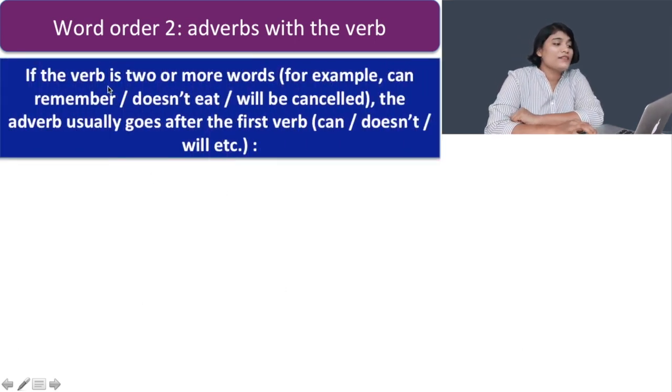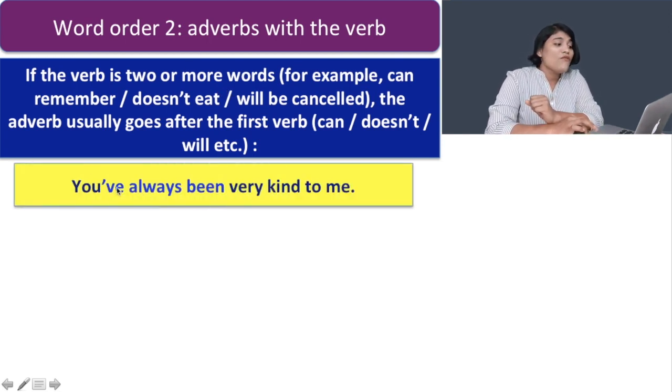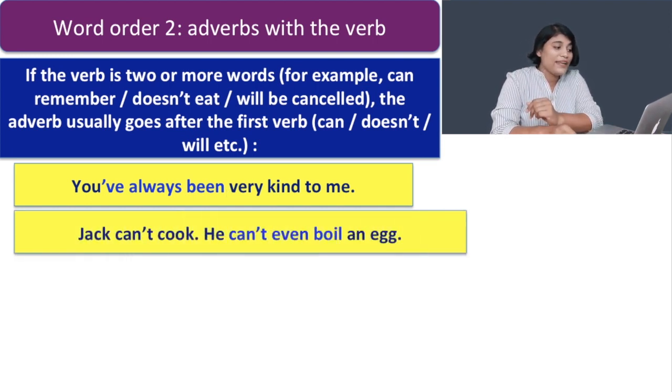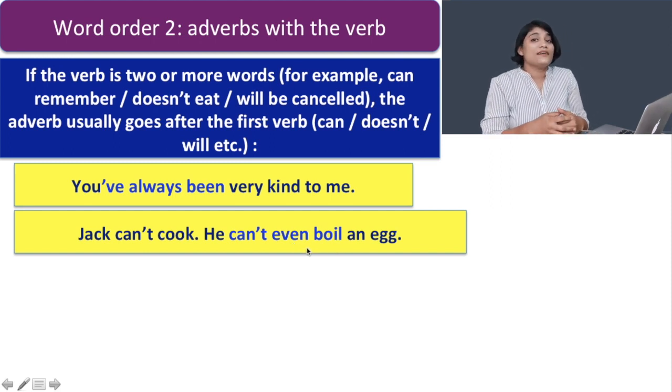Now, if the verb is two or more words, as I have told you, let's see more examples. You have always been very kind to me. Here you find have always been. So in between the first verb and been, you have to put the adverb always. Next example, Jack can't cook, he can't even boil an egg. Here you find can't, even and boil. Here can't is an auxiliary verb with negative and boil is the main verb.